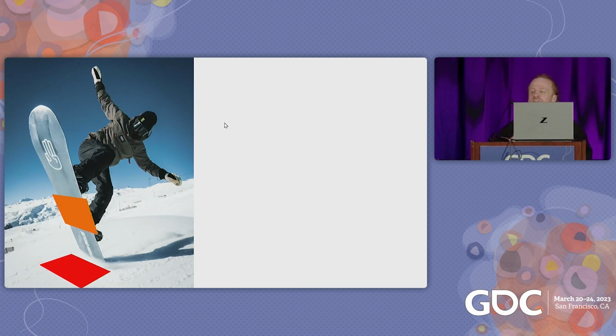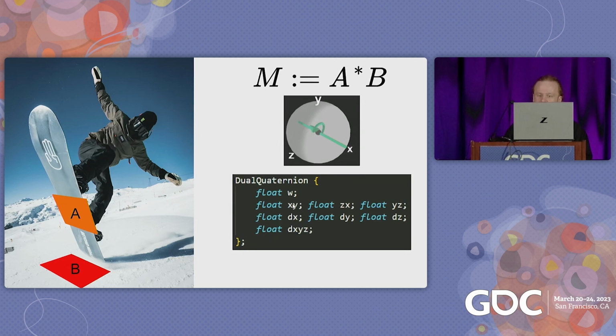Okay, but I promised you a practical video gaming example. We've got two planes here. You're thinking about this snowboarder landing from a big jump that they've just done in your video game. We're going to label these planes A and B, and we're going to define M as being A multiplied by B, in this reflection composition kind of way. These are planes, which means that they are planar reflections. So the composition of two planar reflections is a dual quaternion.